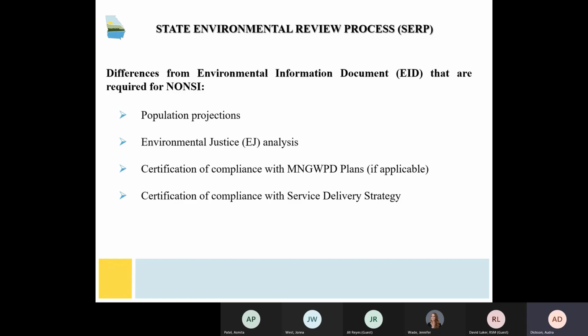Population projections to show that the project is sized adequately for a 20-year time period, whether indirect impacts from the proposed project will disproportionately impact and/or displace minority or low-income populations, compliance certification if the applicant is within the Metropolitan North Georgia Water Planning District, compliance with Department of Community Affairs service delivery strategy for applicants that are local governments.